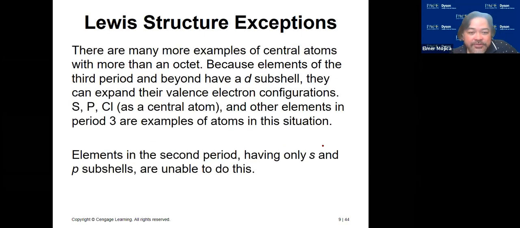Okay? Now, for the one that has more than 8, these are the ones that we have discussed earlier, the phosphorus. And the main explanation for that is they are in the third period and they have a D subshell, so they can have more than 8 electrons. And usually the element associated with those more than 8 are sulfur, phosphorus, and chlorine. All of them in the third period. Okay? So the main explanation there is they have additional D subshells.